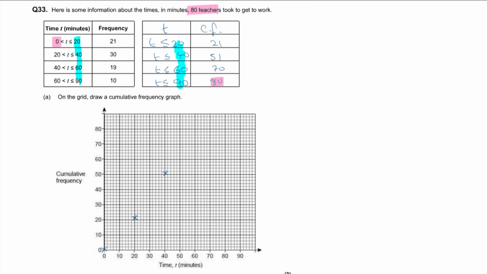Next one, 60 versus 70. And then 90 versus 80. Okay, so once you've plotted your points, remember the gradient kind of starts at 0-ish, like that, then curves up like that. Just draw a nice, smooth, continuous line through each one of your points.